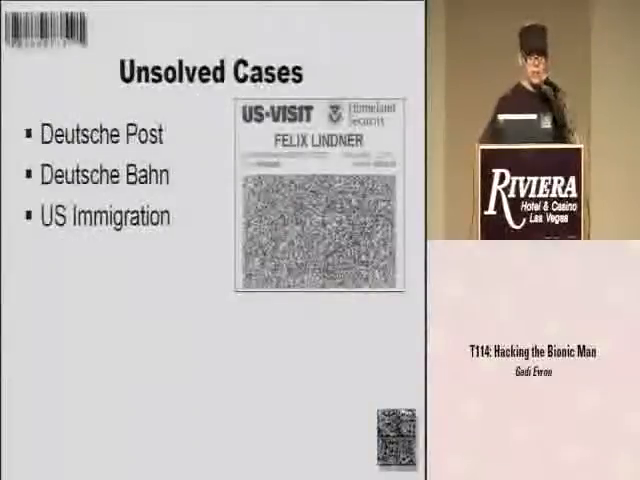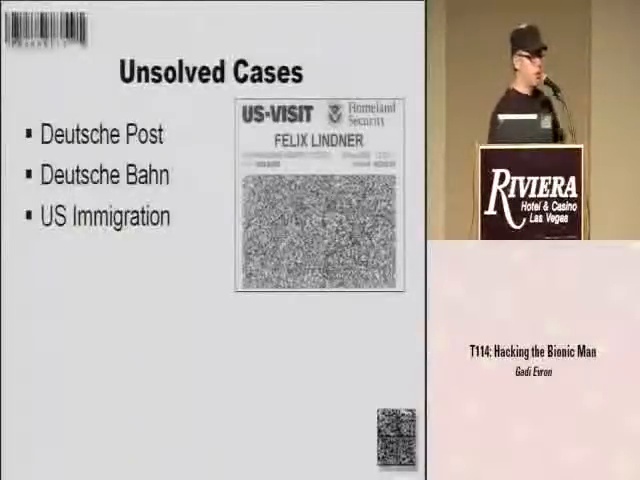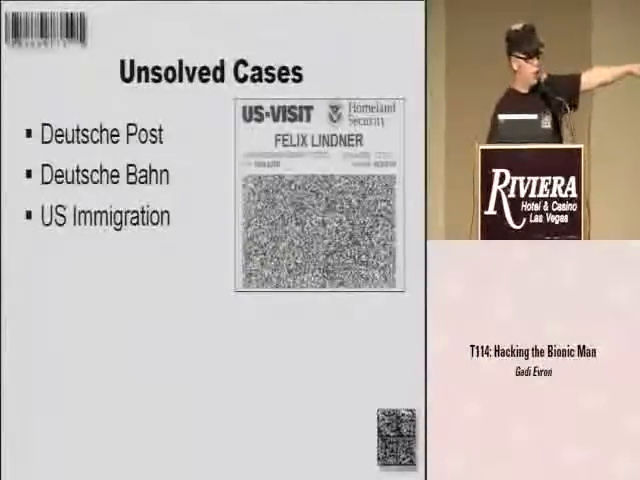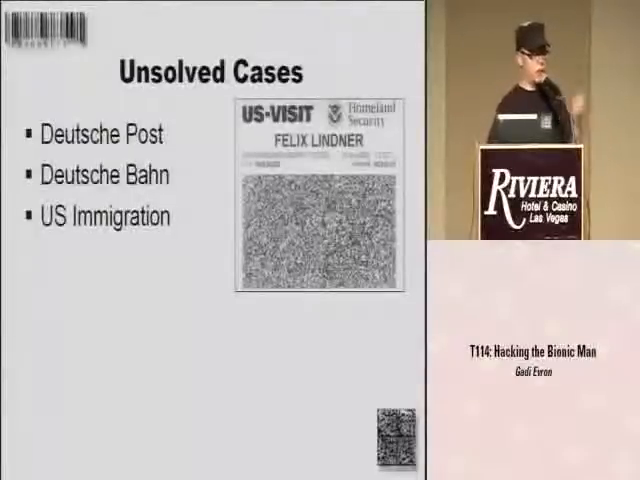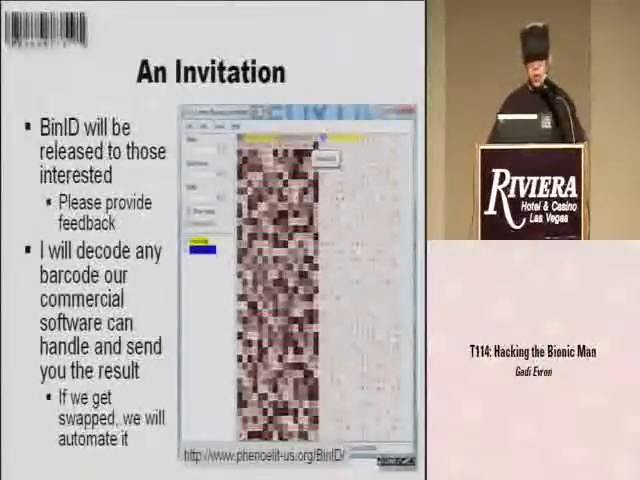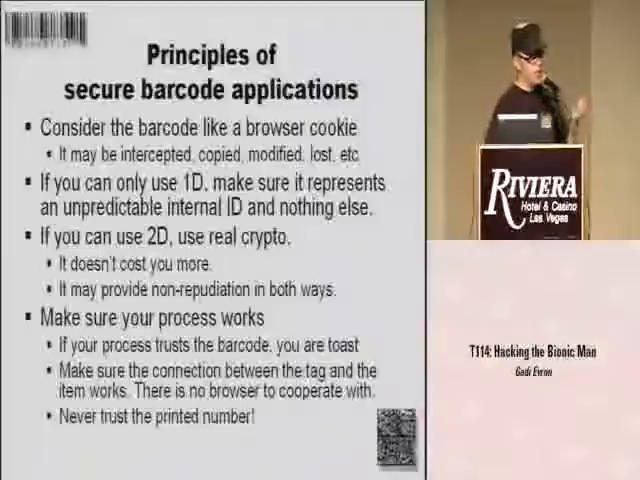There are some unsolved cases. One thing that I find really interesting is this US-VISIT immigration thing that they used to have. It no longer is in use. For a period of time, you actually got this huge barcode that looks like an enter, when you checked out of the United States, literally when you left the country. And I decoded those, and they're entirely crypto-less. I also decoded a few train tickets in Germany, and they're actually done right. They actually have a crypto certificate in the 2D barcode.